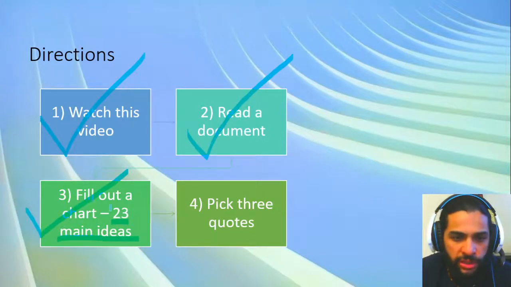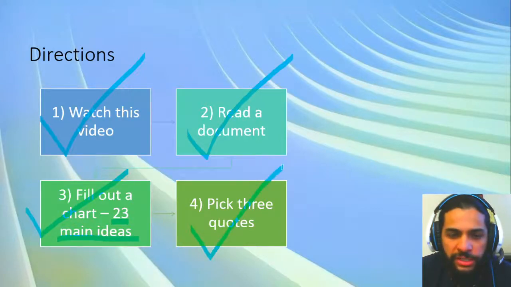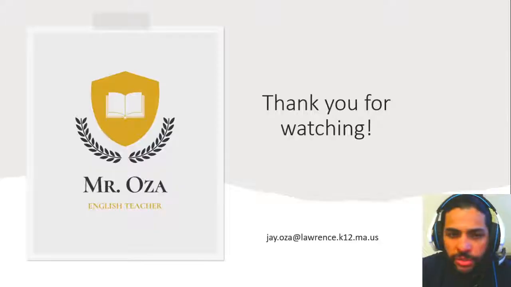And then once you're done with that chart, you're going to pick the 3 most interesting main ideas and grab those exact quotes from the document. So 4 easy steps. I feel like this is like a 1 hour, 1 class period type of thing. If you stay focused, you should be able to get this done in 1 class period. And of course, I'm always here if you need any help, if you need any assistance.